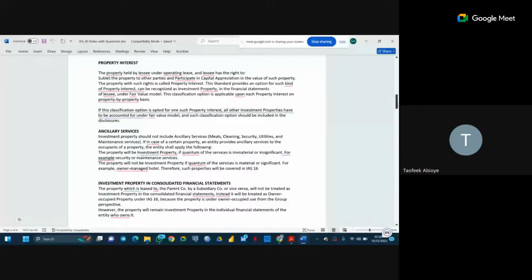However, in a situation whereby a particular room is being rented out to a customer and there is nothing like meal, cleaning, or utility service, maybe what the owner of the building is doing is security. In that scenario, that particular building can be categorized as an investment property, because the services being rendered by the owner of the building to the customer are not categorized as a significant service. I don't know if you get my explanation on that auxiliary service.